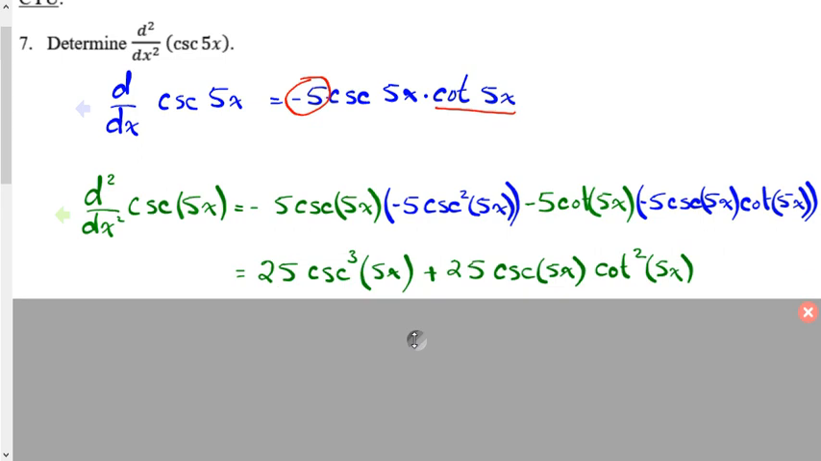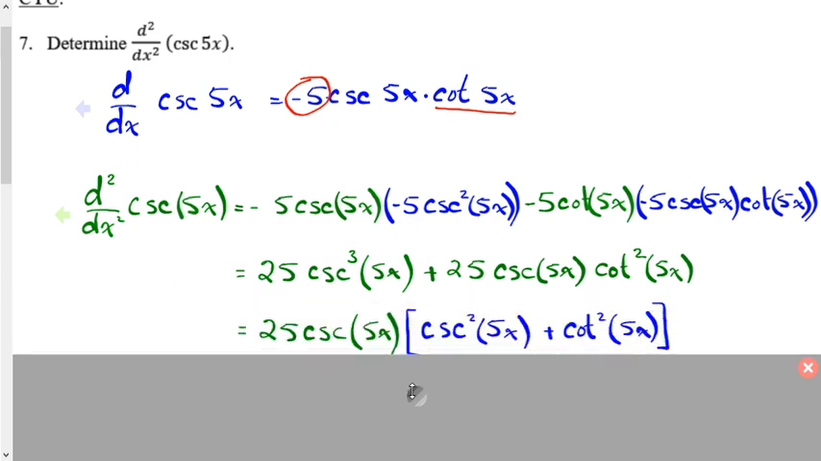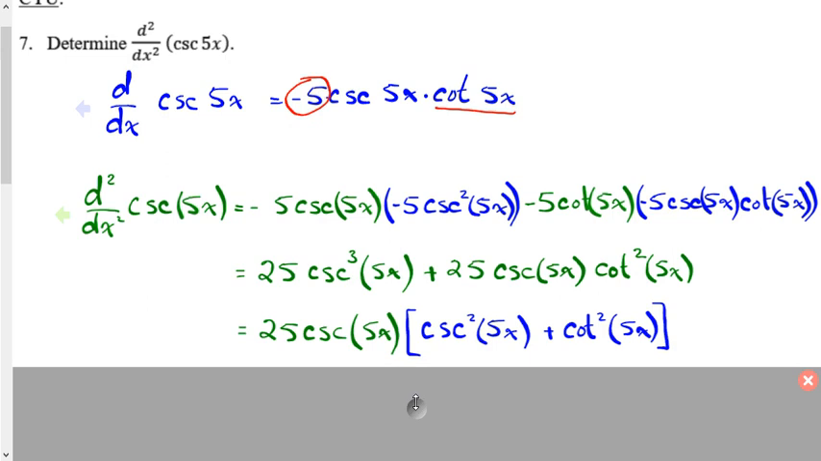I can have that negative times this negative over here, which makes it positive. So now it turns into addition. Similarly, in the first part, the negative here times the negative there makes this positive. So both products are now positive. And taking it a step further, there's a common factor of 25 cosecant 5x that I've pulled out to put it into a factored form.